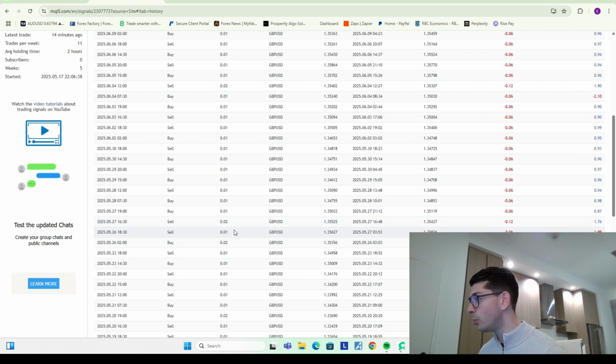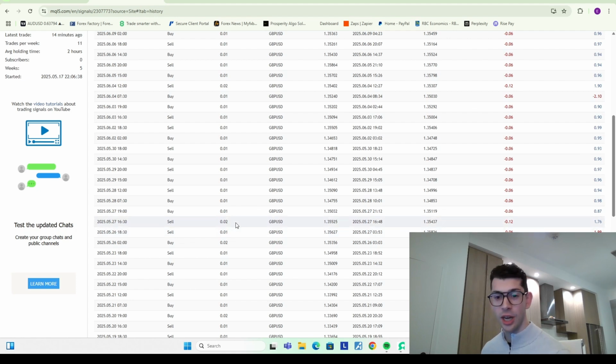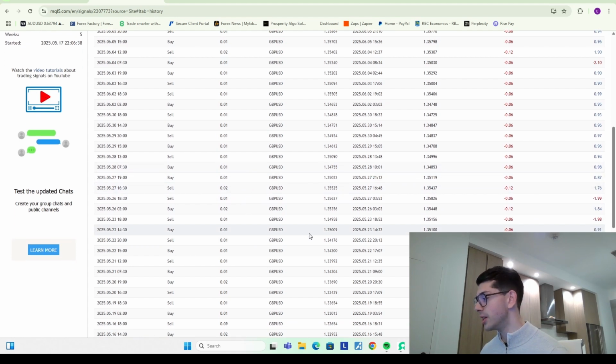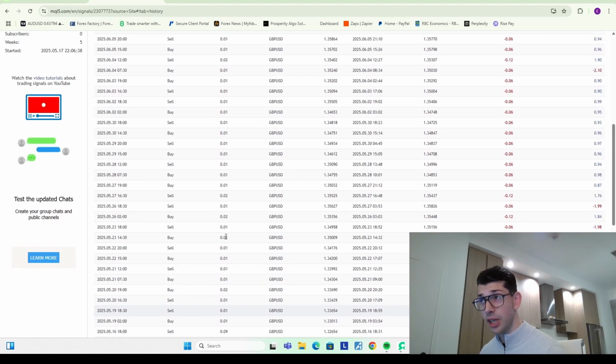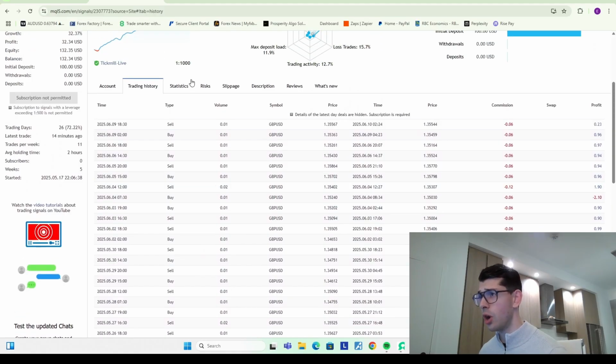There is a little bit of lot scaling post loss, and I will dive into this in the signal too. Sometimes there is a little bit of scaling, and we're seeing here, for instance, where it goes from 0.1 to 0.2 to 0.9. But I believe this is an optional setting which you can turn off.